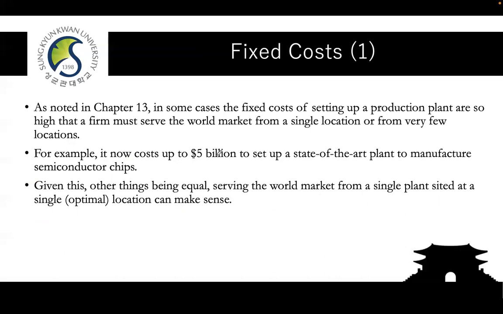So the first factor here, still within the technological factor, is fixed cost. How big is the fixed cost? For example, nowadays the new, expensive technology requires a lot of initial outlay, up to 5 billion to set up a state-of-the-art factory or plant to manufacture semiconductor chips. It's so expensive at the initial outlay. So we couldn't spread the activities to many places, but rather we have no other choice but to set up this kind of manufacturing technology in one single location, because the initial outlay is so high.